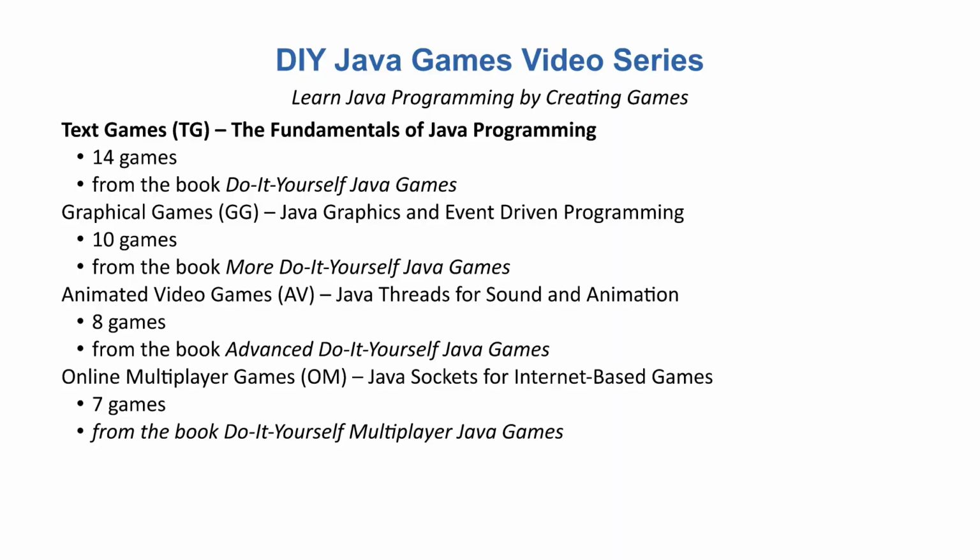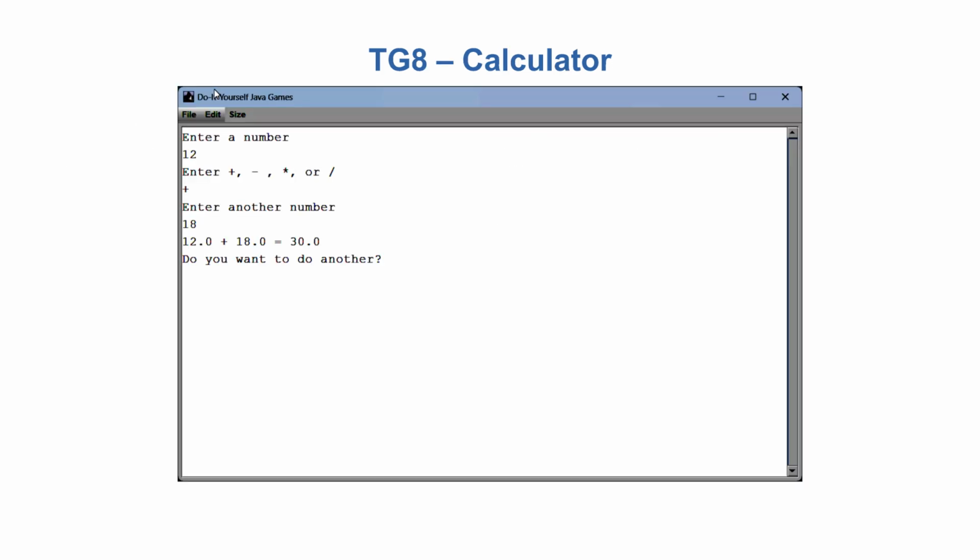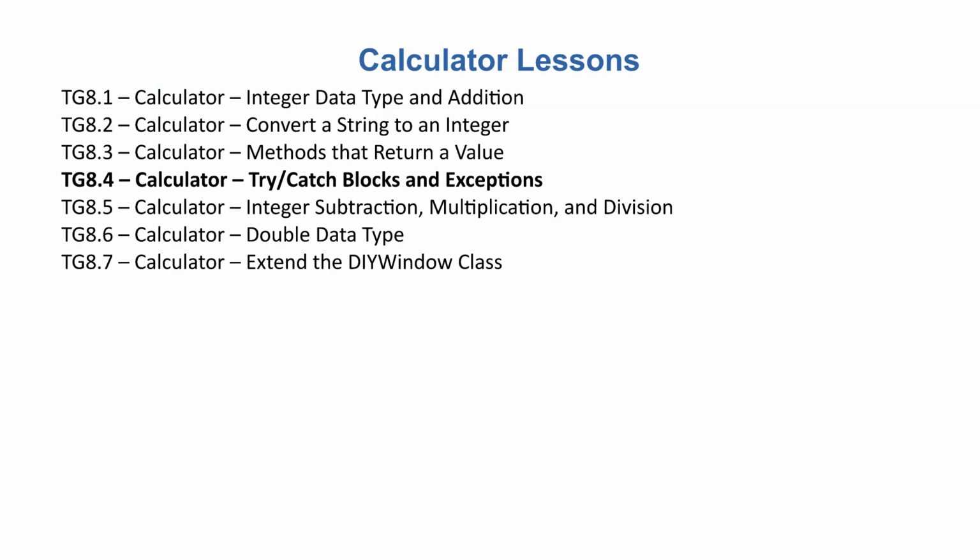We're currently in the Text Games video series, TG, the first of 4 types of games series. The focus of this series is to cover the fundamentals of Java programming. No programming experience is required. You'll learn how, when, and why Java programs are written the way they are. This series has 16 projects. We're currently working on the 8th project, TG8, Calculator. In this project, we'll create a simple calculator like this. This is lesson TG8.4, where you'll learn to create a try-catch block to handle exceptions.